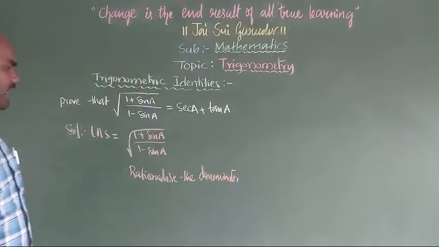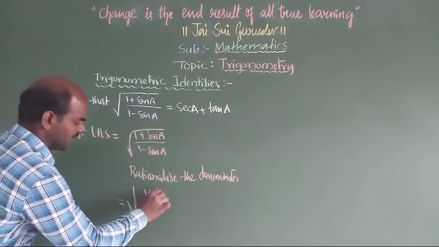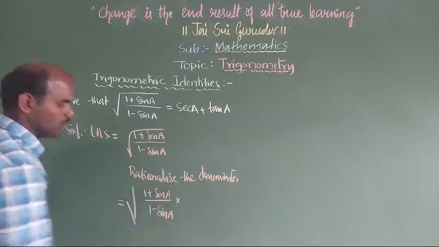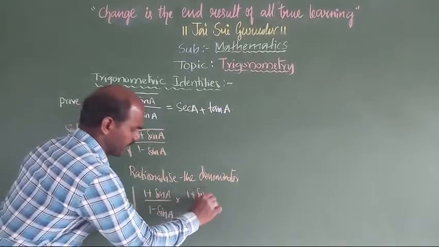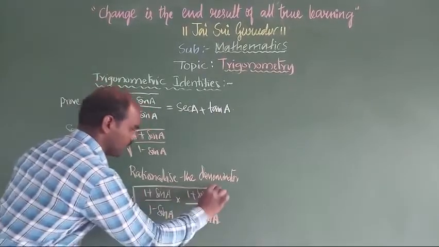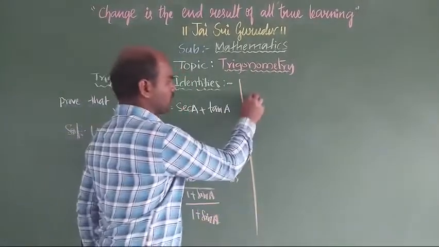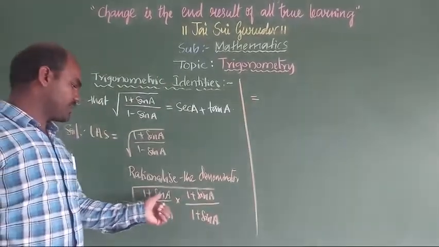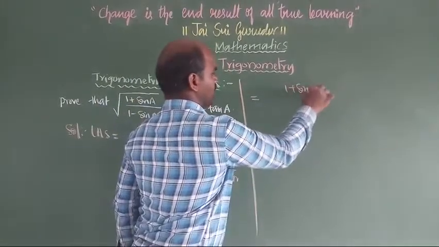While rationalizing the denominator, what are we writing, children? That is 1 plus sin a by 1 minus sin a into, we are rationalizing the denominator now, 1 plus sin a by 1 plus sin a. Okay, so then what should we get, children? Next, it is equal to, we have to multiply the numerator and the denominator, so that is 1 plus sin a into 1 plus sin a, which is 1 plus sin a whole square.